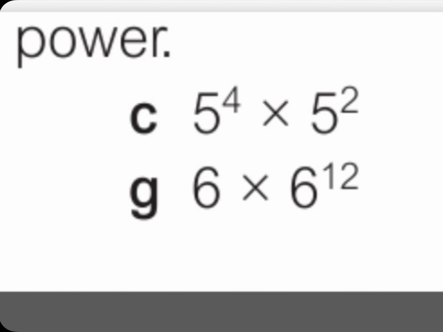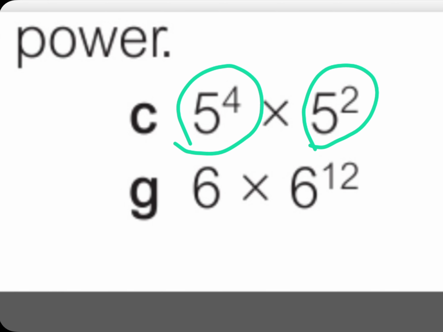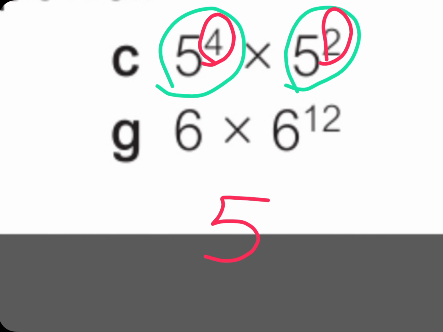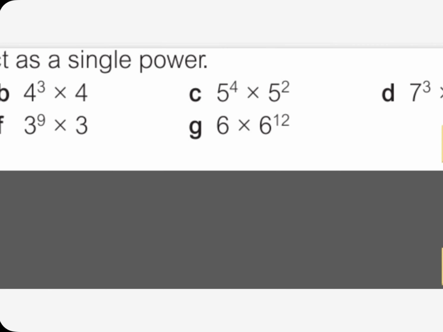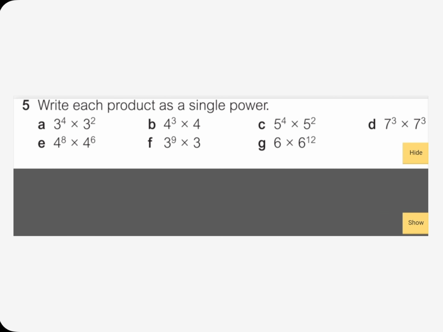Question C, we have 5 power of 4, 5 power of 2. When you multiply the same numbers with powers or indices, what do you do? Very good, you add the indices. So we're going to add 4 and 2. Very good. So the answer will be 5 power of 6. Now, you can answer the rest of the questions the same way. If you multiply numbers with powers or indices, you add the indices.